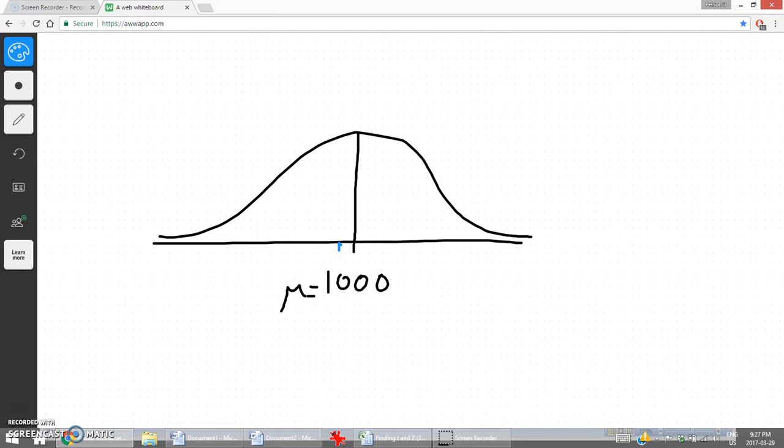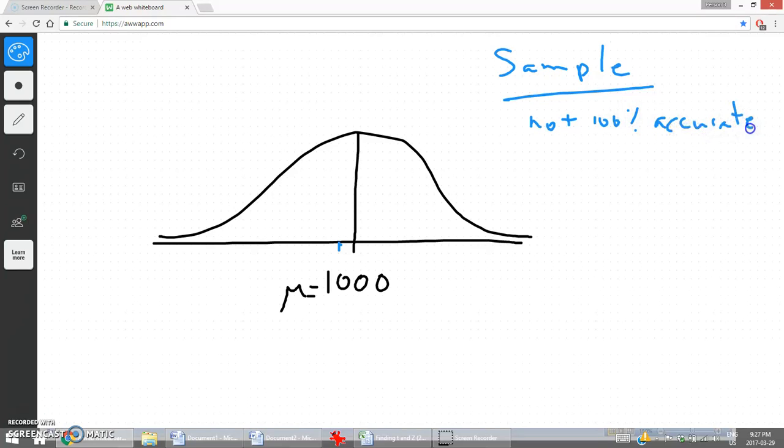We have to remember something about sampling. Sampling is basically not 100% accurate, as we talked about in our sampling section, as well as our confidence intervals. The idea is, what's the probability that we are close enough to that value?